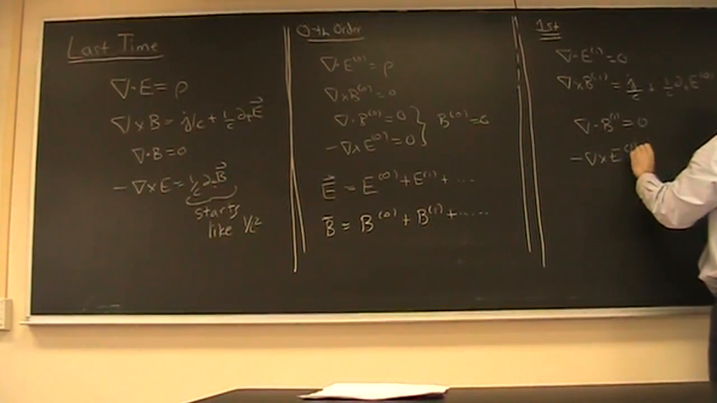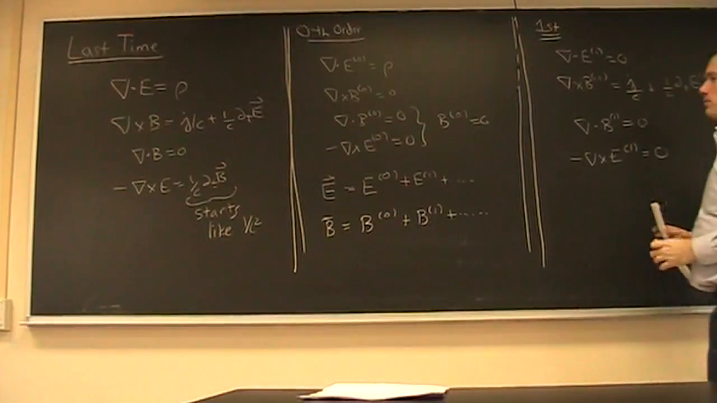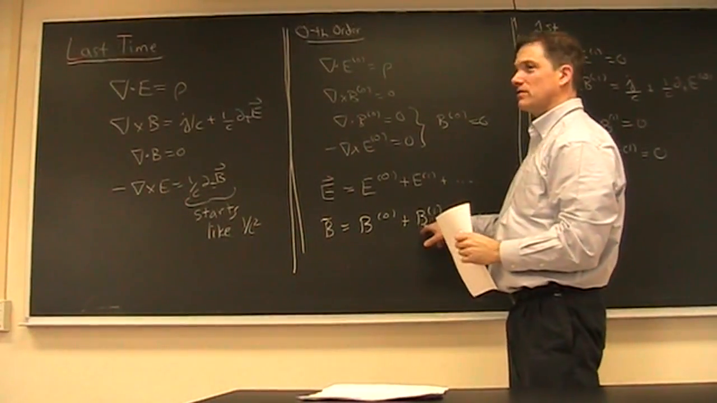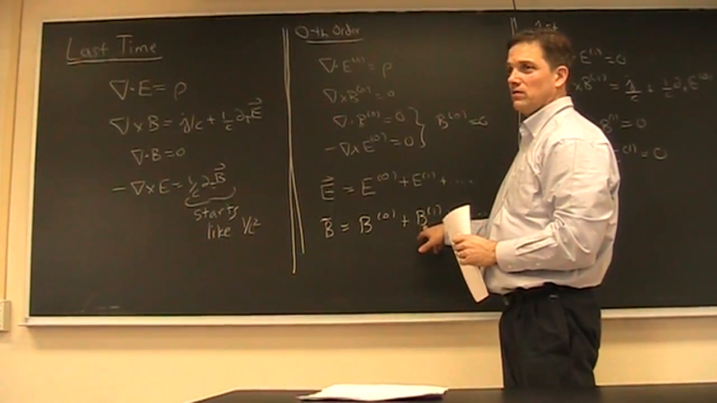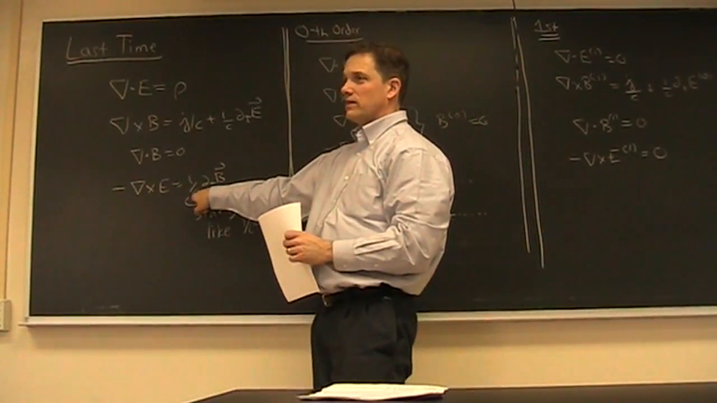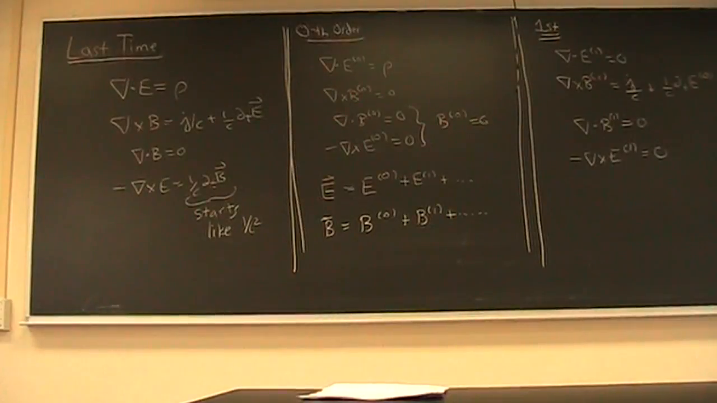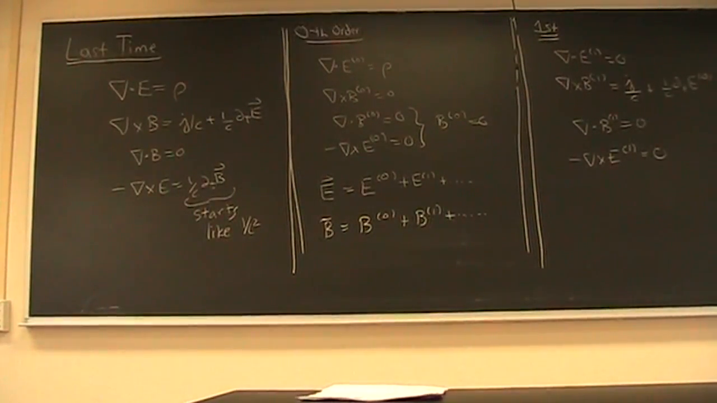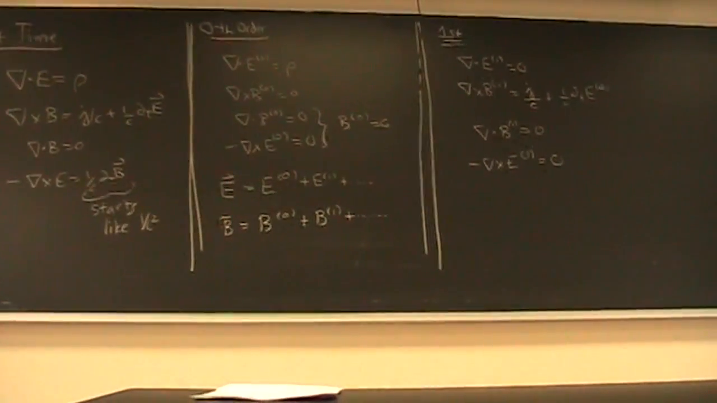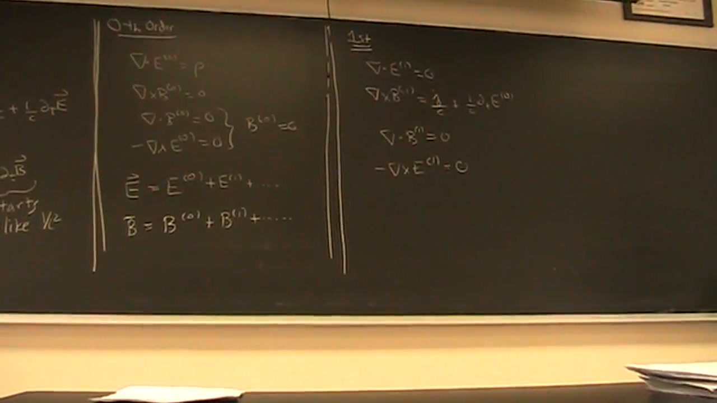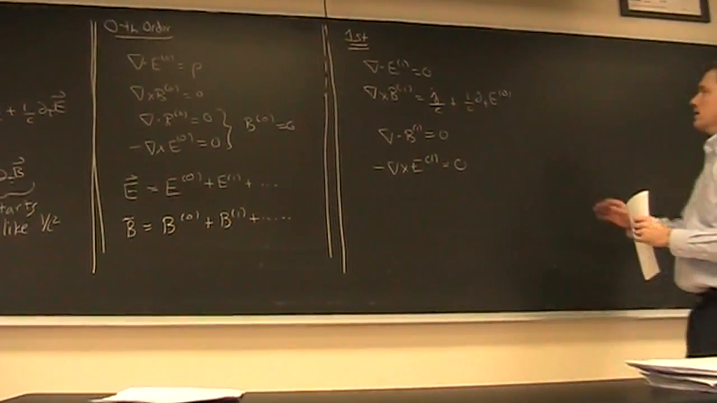Can you repeat why it starts like 1 over c squared? Yeah, so B0 is 0, so this starts like B1, and there's a 1 over c sitting there, so you get 2 powers of c. That's 1 over c squared. Okay? So, good. And so now we're going to go solve this. So your picture is like that.